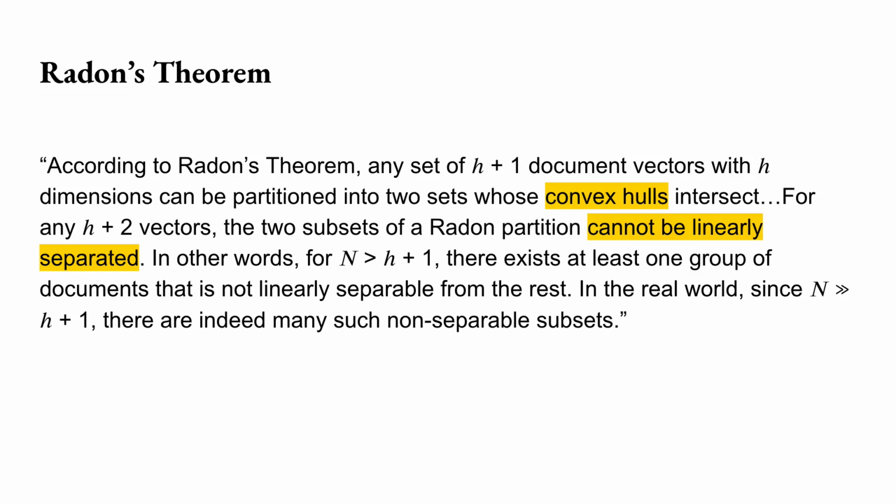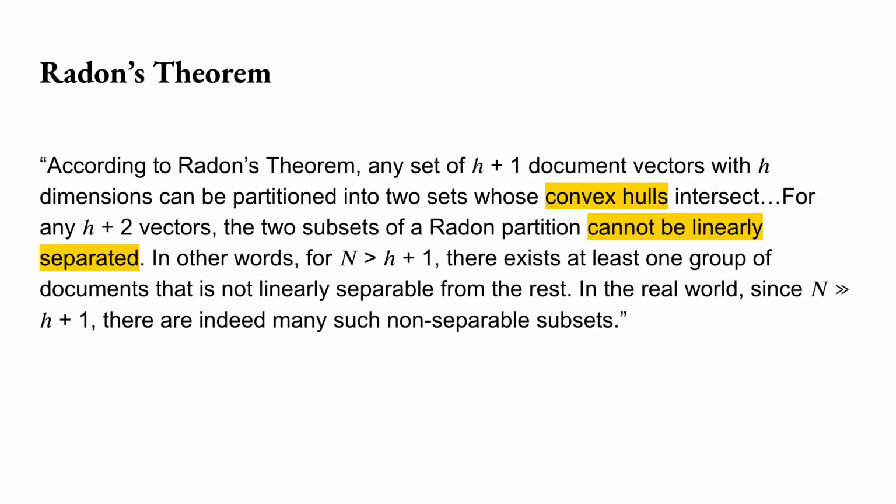So we'll start with their motivation, where they talk about something called Radon's theorem. According to Radon's theorem, any set of h+1 document vectors with h dimensions can be partitioned into 2 sets whose convex hulls intersect. For any h+2 vectors, the 2 subsets of a Radon partition cannot be linearly separated. In other words, for n, where n is the number of documents, greater than h+1, there exists at least one group of documents that is not linearly separable from the rest. In the real world, since n is much greater than h+1, there are indeed many such non-separable subsets.